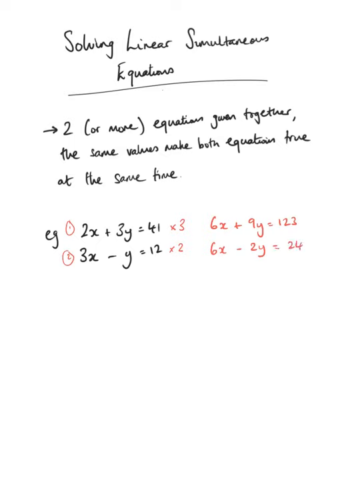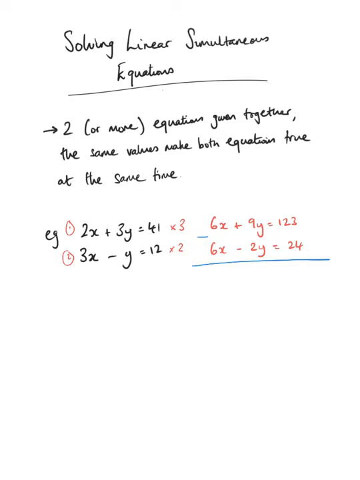The second thing I'm going to do is a takeaway. I'm going to take away the second equation from the first equation. If you've done step 1 properly, it will always be a takeaway. So 6x take away 6x is nothing, and that's why we want to do it. We're getting rid of that variable.